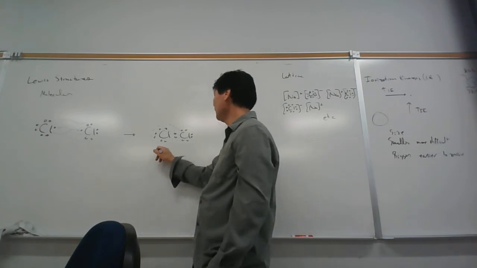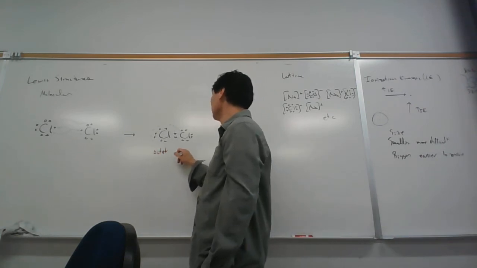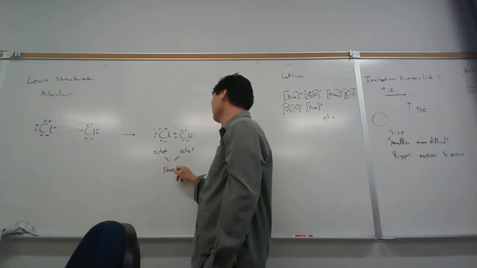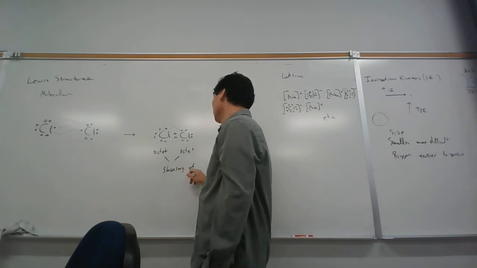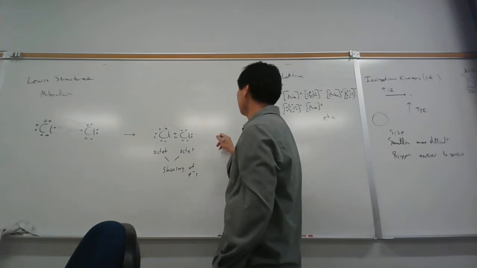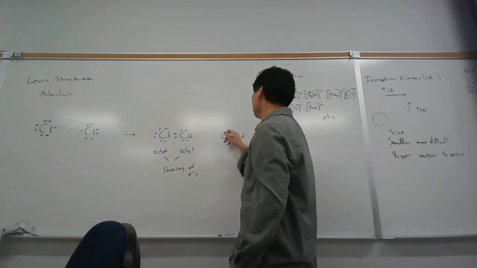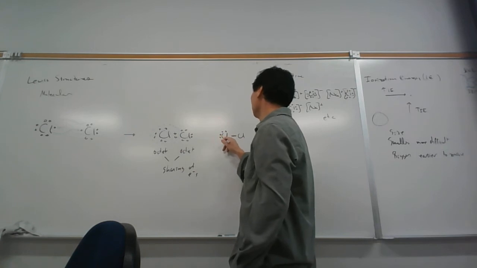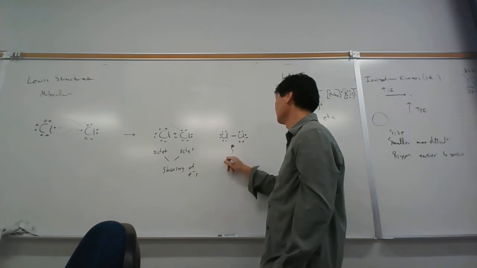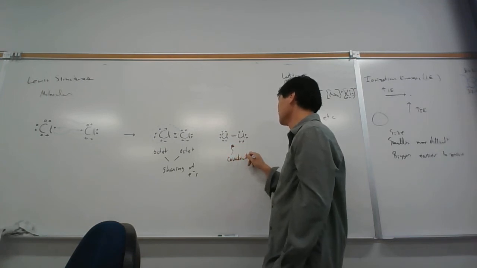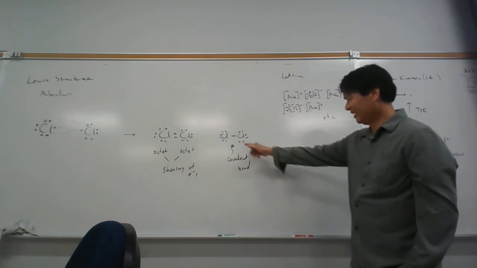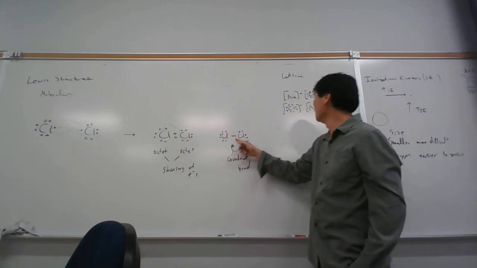And so we gain an octet here and an octet here by sharing electrons. Okay, so to represent that sharing arrangement, we draw this. The line represents what we call a covalent bond. That would be the shared pair. So this is a covalent bond here, and we just convert that set of two dots into a line.